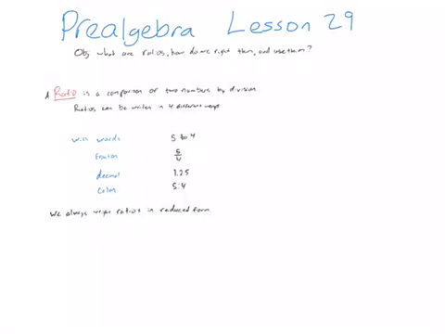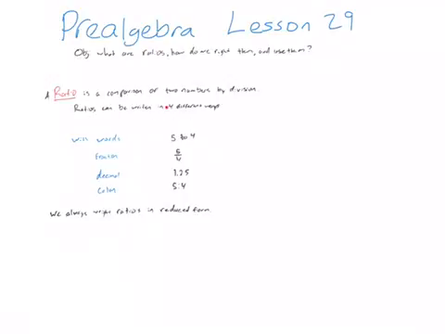Our objective for today is: what are ratios, how do we write them, and use them. And let's just start off with the definition of a ratio. A ratio is a comparison of two numbers by division. So you've already been doing this. It's just a way to write them.